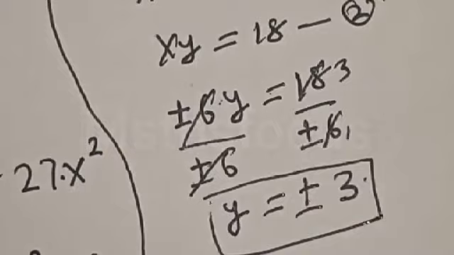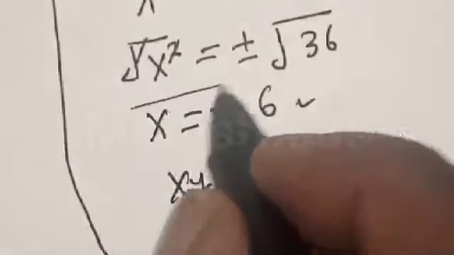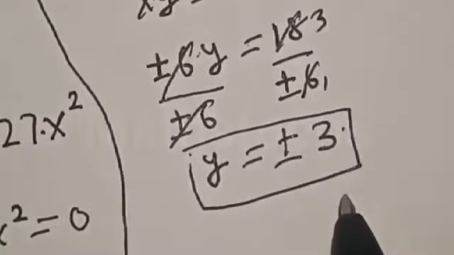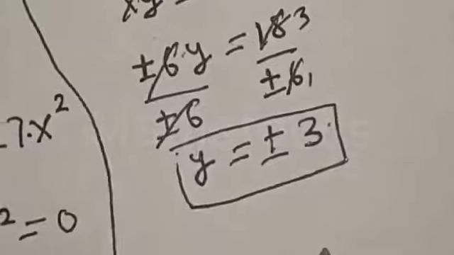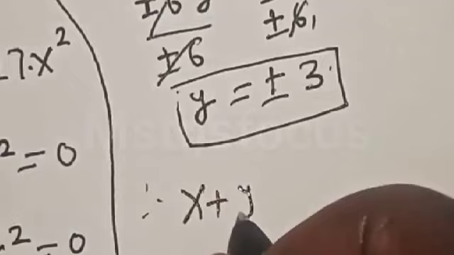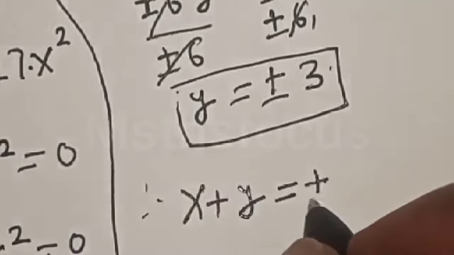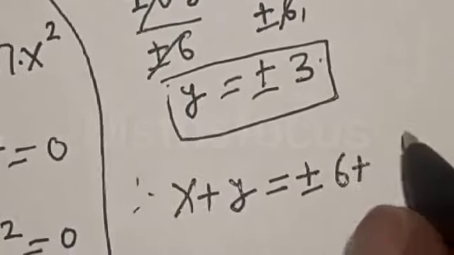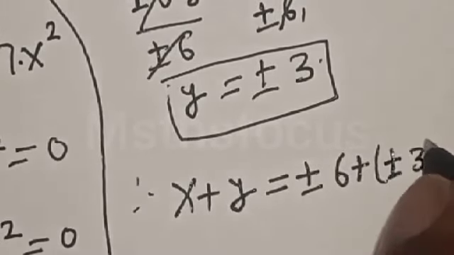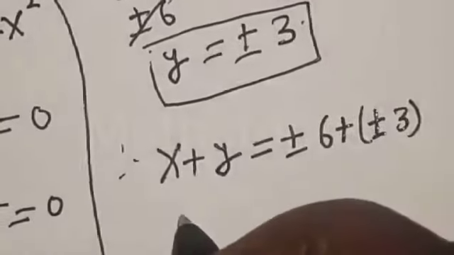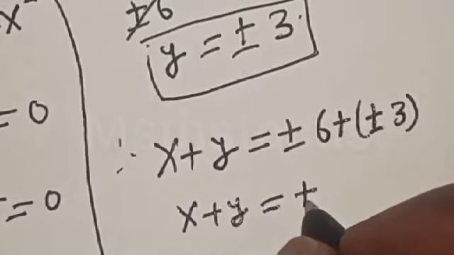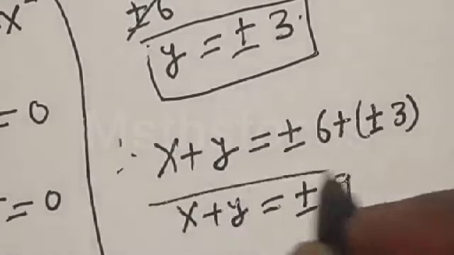Now, we've gotten the value of x to be equal to plus or minus 6 and y to be equal to plus or minus 3. The question says we should find the value of x plus y. Therefore, x plus y will be equal to plus or minus 6 plus or minus 3. So, therefore, x plus y is equal to plus or minus 9. That is our final answer.